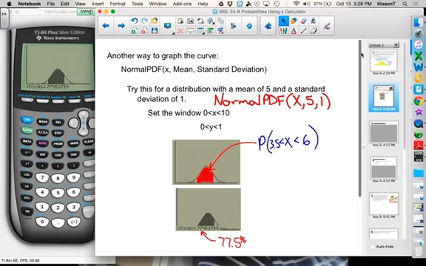So that's how we can get it with the graph. But there is a way we can do it without having to graph it at all. If we don't need to actually see the graph, we can do it using the normal CDF function. You guys remember when you had binomial PDF and CDF, the PDF gave you specific values and CDF was cumulative. PDF and CDF work a little bit differently when we're talking about the normal distribution.